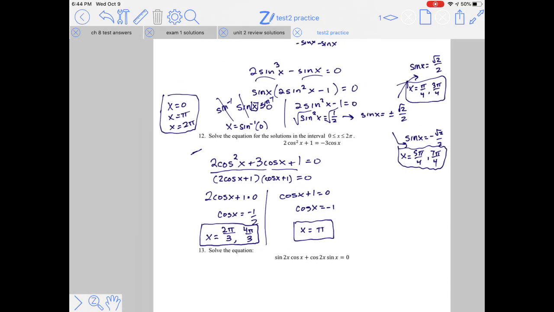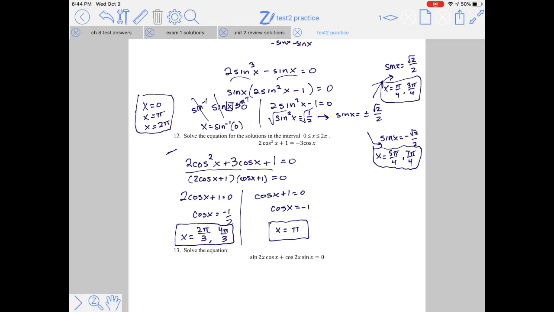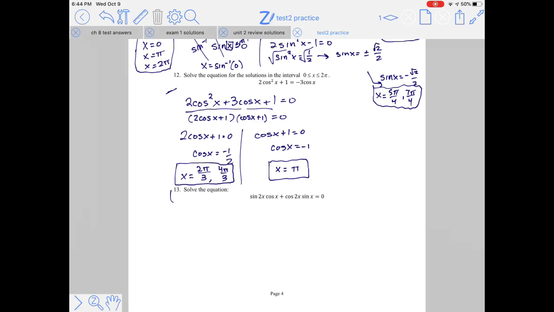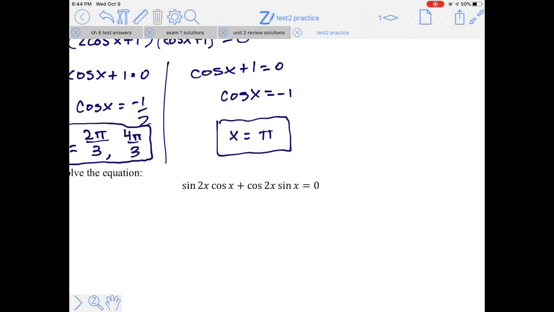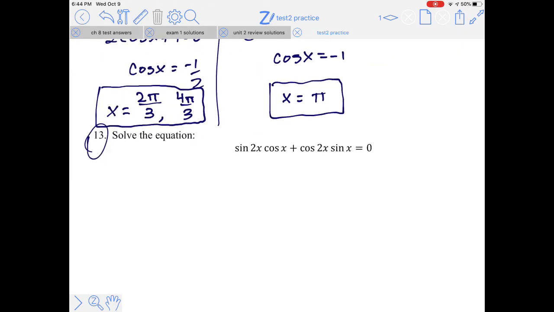You have two. So we've got three questions here from 3.6 on this practice test. There's two of them on the test. One of them is factoring. One of them is kind of like this one, number 13. We need to get to this one.